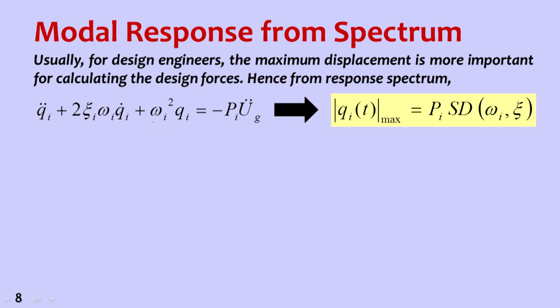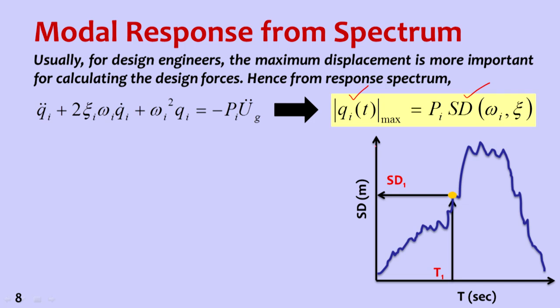So now what we get is the maximum value of q. Whatever is the natural period or natural frequency of that mode, from that we study the response spectrum and get the maximum displacement value. If we multiply that maximum displacement value with the participation factor, we get the maximum displacement in that time history response.